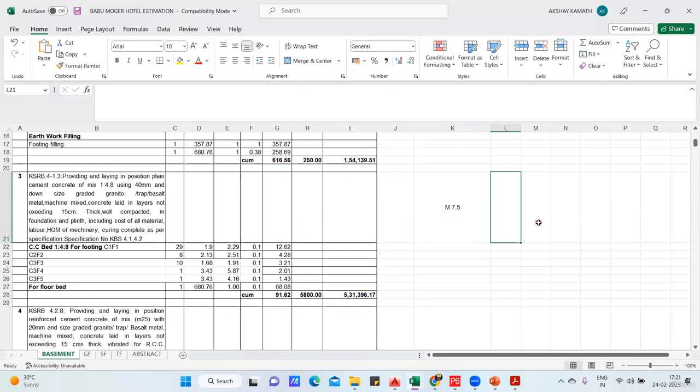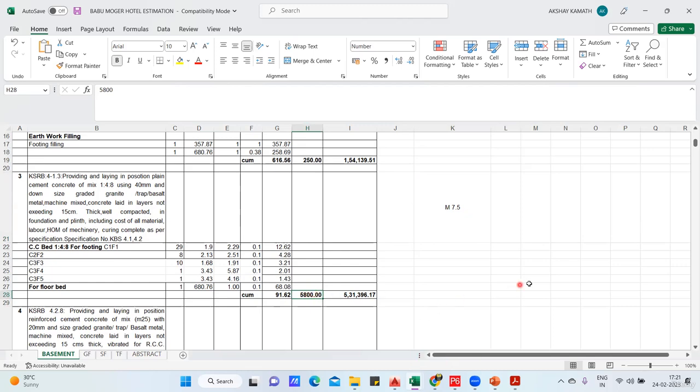In our drawing it was M10. M7.5 is the 1:4:8 ratio, using 40 mm and downsize graded granite, trap or basalt metal, machine mix concrete laid in layers not exceeding 15 centimeter thick, well compacted in foundation and plinth, including the cost of all the material, labor and so on. So what is the contractor charging? He's charging 5,800 rupees. This is a rate which is going on in the market in my place.